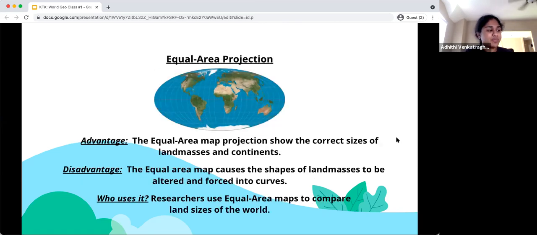Here's the equal area projection, probably one that you've seen a lot, and it shows the correct sizes of land masses and continents, but it causes the shapes of land masses to be altered and forced into curves. You see how Australia is a little bit scrunched and Greenland looks very, very narrow at the top of the map. Researchers often use these equal area projections or equal area maps to compare land sizes of the world. So it is useful for showing the size of land masses and continents.